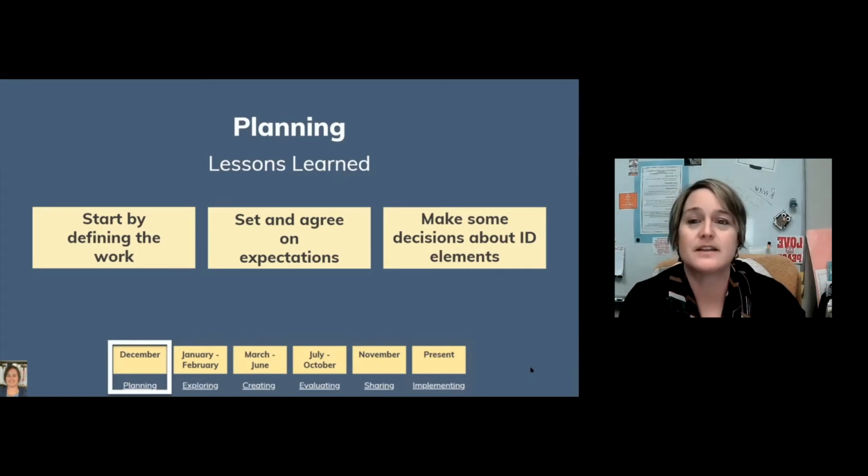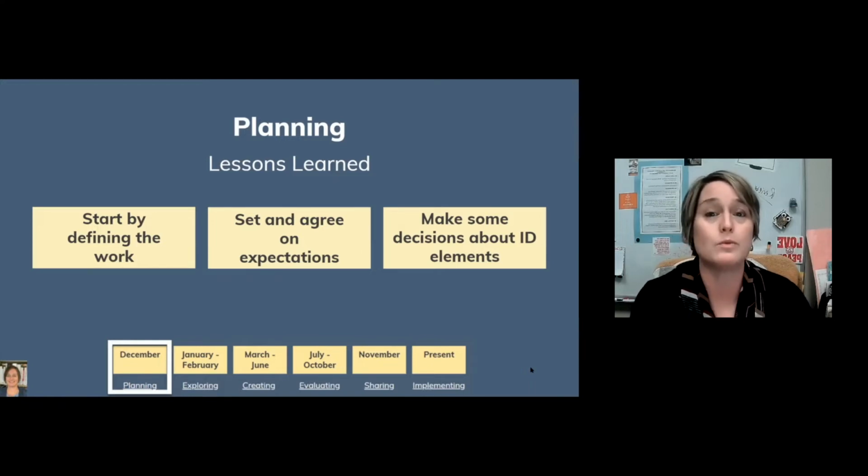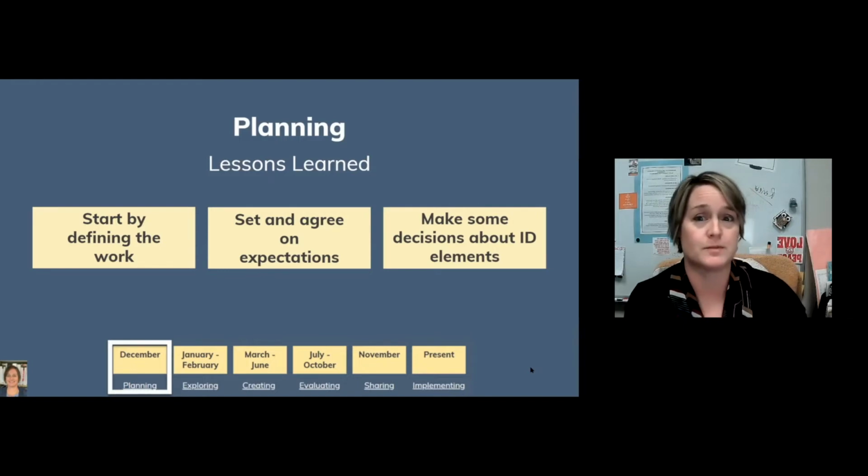The second big lesson that I learned from doing this project is how important it is to discuss and agree on expectations. And that is expectations in a couple of different ways. So what we would need to give in terms of time and effort, and then what we hoped to get from that time and effort spent.